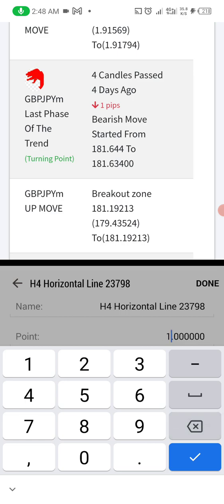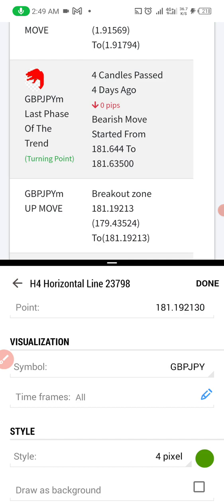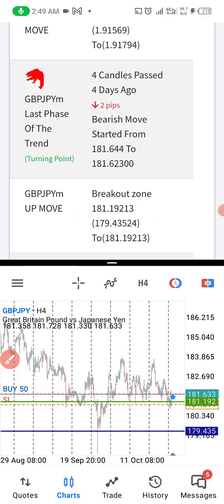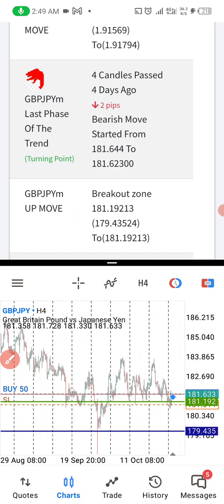They're making trading very, very simple. So I'm going to use 181.19213. So I'm going to change this color. I don't know the color I used. Let me just use green. So the green is the point B. Let me add it first so that I'll be able to know what I'm doing. Okay, green is point B. Blue is point A. As you can see now, see it very carefully. This is our breakout zone, which is this.